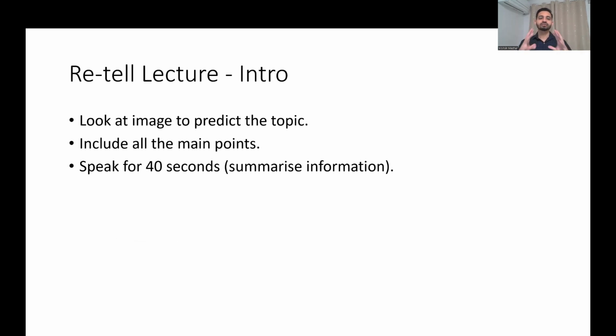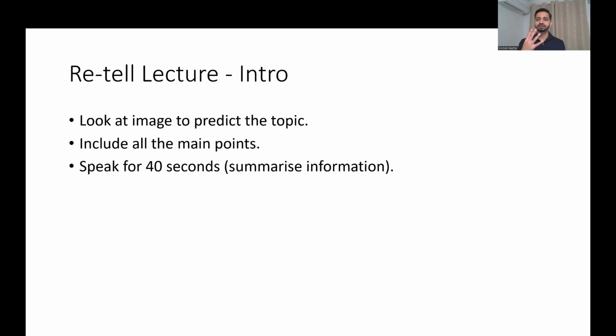In Retell lecture, you might get an image, you may not get an image. It doesn't really matter. You might get an image, or you can get a lecture without an image. You have to include all the main points. So you might listen to a recording for more than 1 minute. It could be 2 minutes. It could be 1.5 minutes, but you have to speak for only 40 seconds.